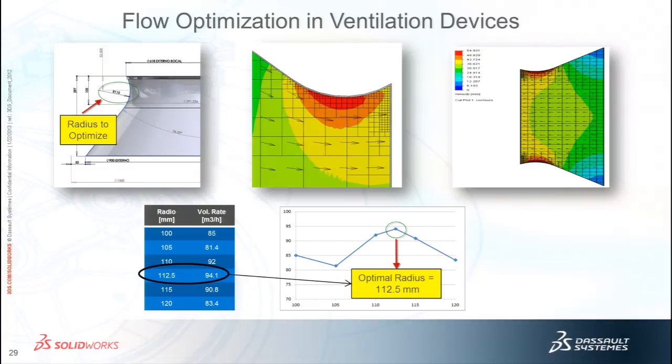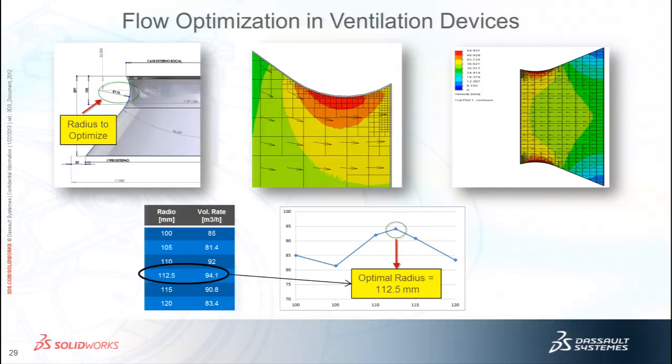In this table, we have 2, 4, 6. It's very simple. For every radius, we got the volume rate, and we put this information in an Excel spreadsheet, and we got for 112.5 millimeters the maximum.